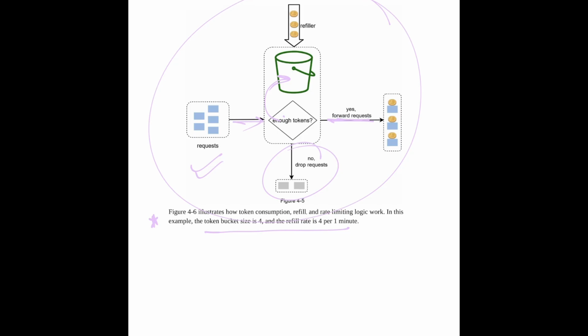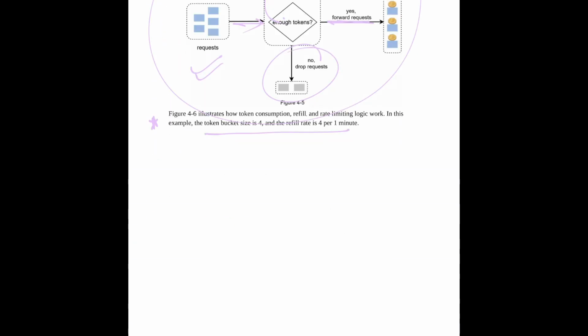Now when we say the request is dropped, there might be 2 ways out there. Either we completely drop the request, or we temporarily store it in some place so that when we have enough tokens in the bucket, we process them. And there is a very nice example that they have here. Let us assume that the token bucket size here is 4 and the refill rate is 4 per minute. Okay, so what you need to remember is the bucket size is 4, and what is the refill rate?